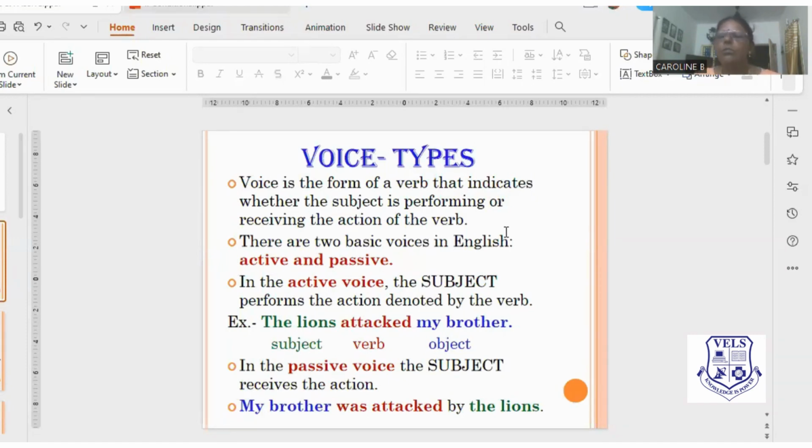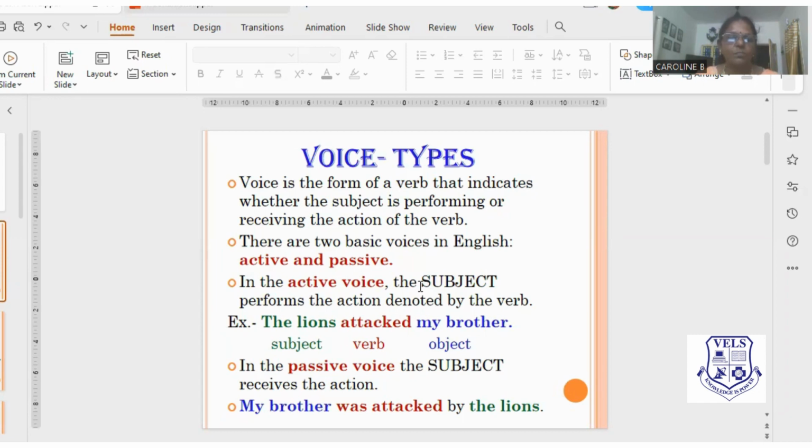Voice is the form of a verb that indicates whether the subject is performing or receiving the action of the verb. There are basically two types of voices, active voice and passive voice. In the active voice, the subject performs the action. For example, the lions attacked my brother.